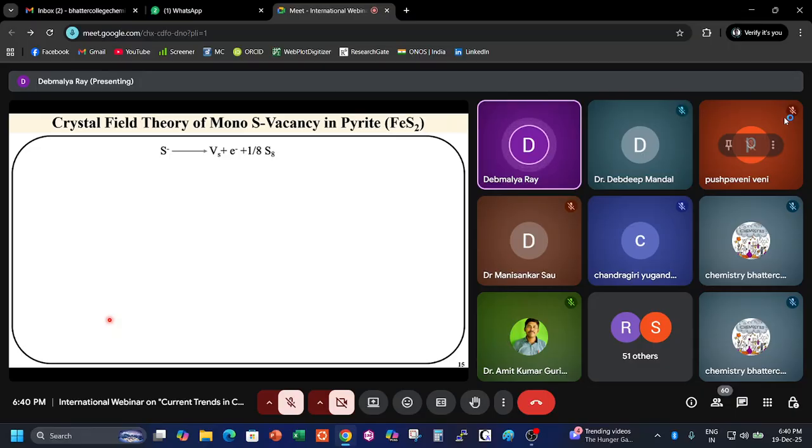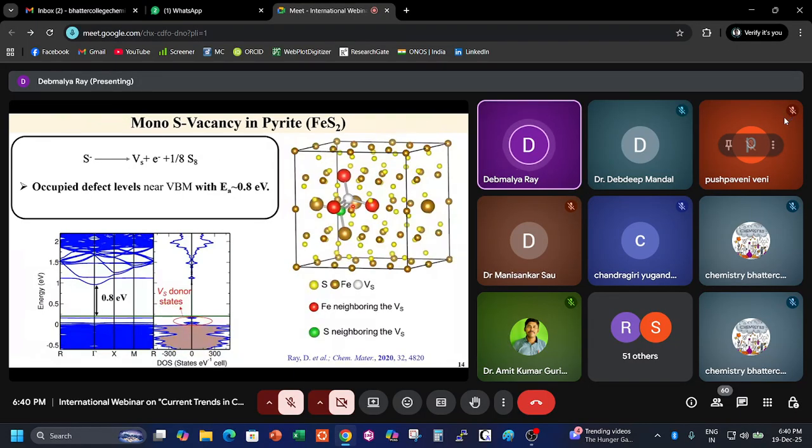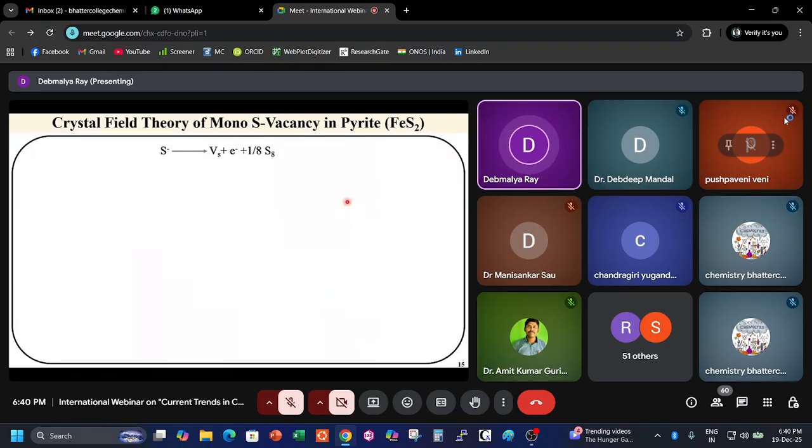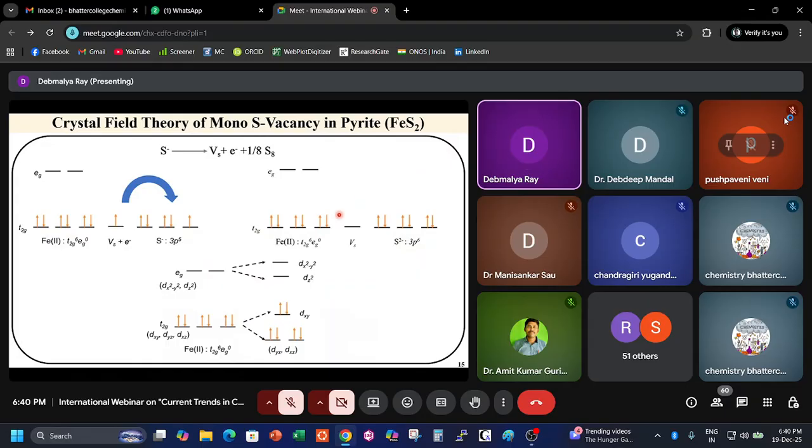As you can see, we created a vacancy, right? Initially all the iron centers were octahedral. Now, since we removed one of the sulfur atoms, they become like a square pyramidal geometry. That actually leads to a reorganization of the crystal field. So the iron centers near that vacancy site go from octahedral crystal field to square pyramidal and reorganize the crystal field a little bit. And that was the origin of that defect state, which was very close to the valence band maxima.